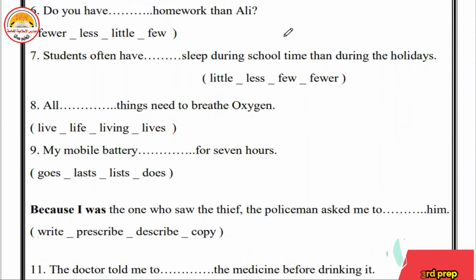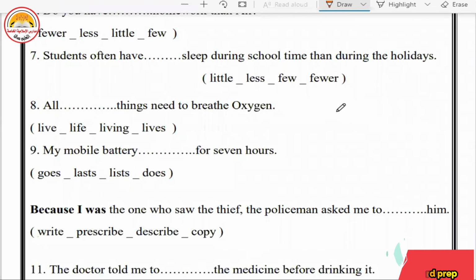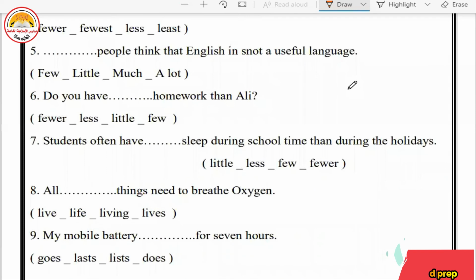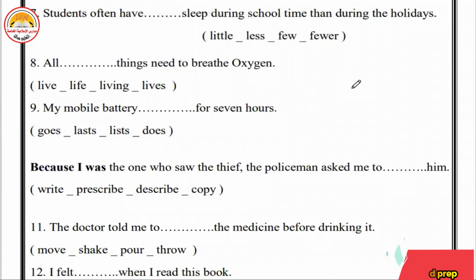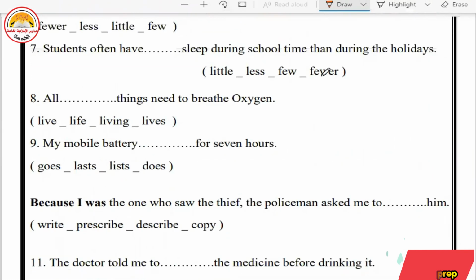Number 6. Do you have homework? Then Ali. Fewer, less, little, few. Ali Al-Adawi. Fewer. Yes, fewer. Number 7. Students often have sleep during school time than during the holidays. Okay? Little, less, few, fewer. We have than. Hamdi. Less. Very good, yes. Less sleep during the school time than during the holidays.